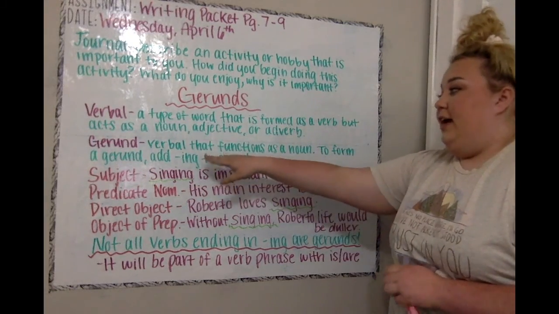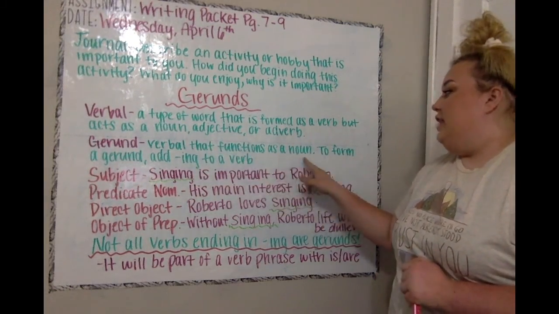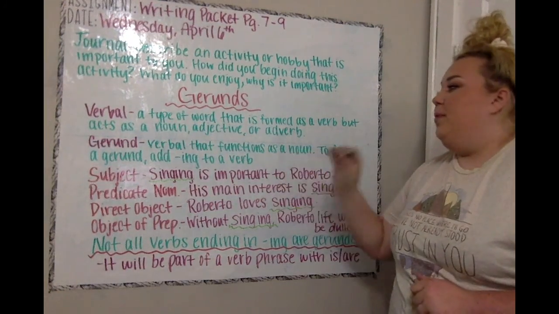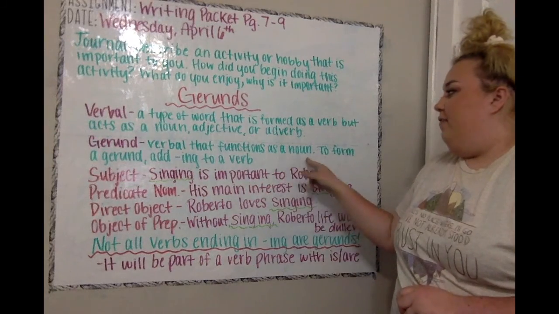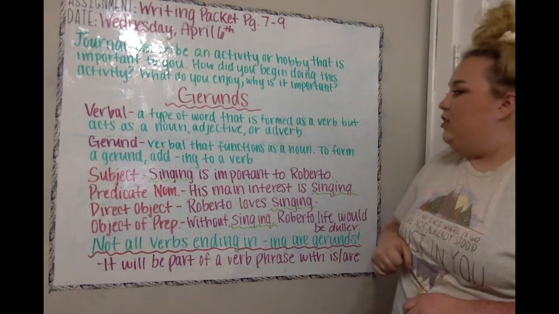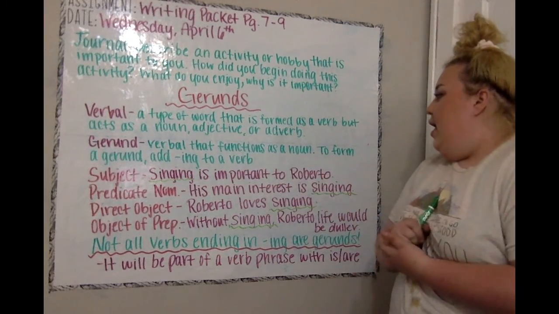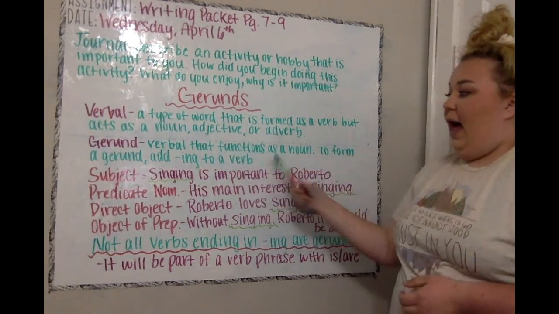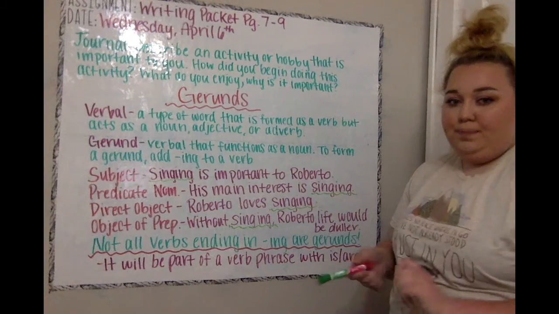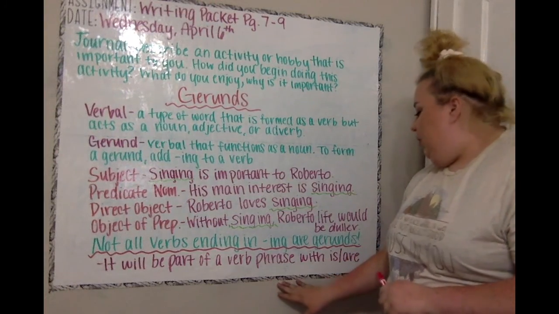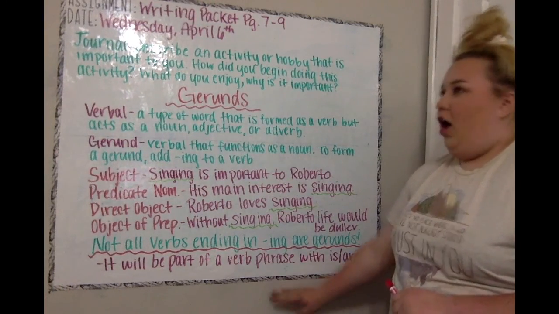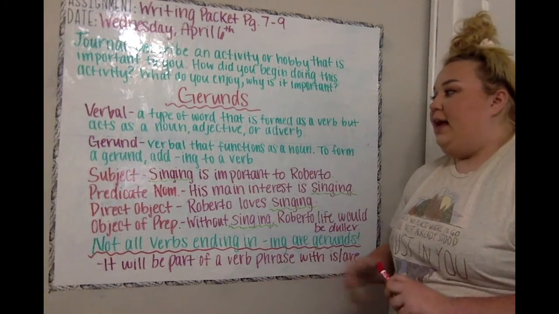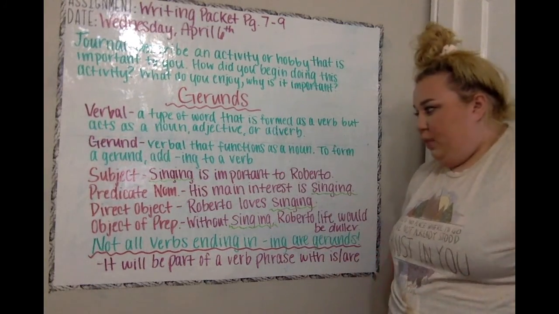Now, a gerund is a verbal that functions as a noun. We said a verbal can function as a noun, adjective, or adverb. Well, a gerund specifically functions as a noun, so ignore the adjective and adverb for today. To form one, you add ing to a verb. We're going to touch on this a little more at the end, but not all verbs ending in ing are gerunds, and we'll explain how that works here.